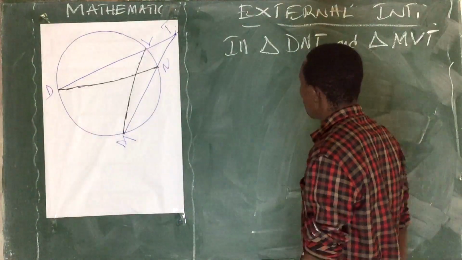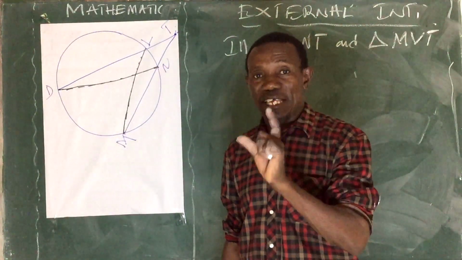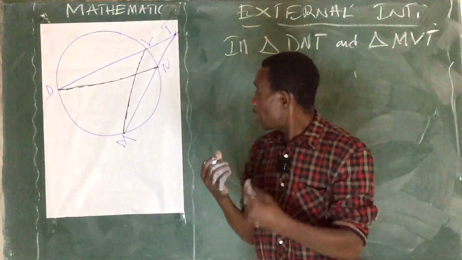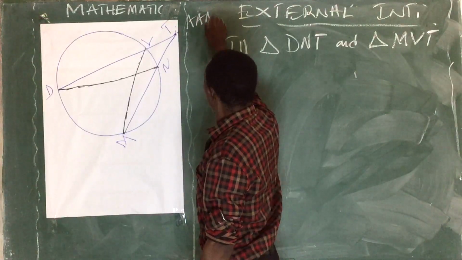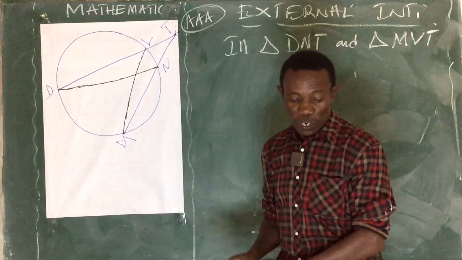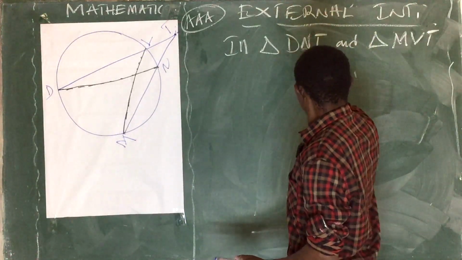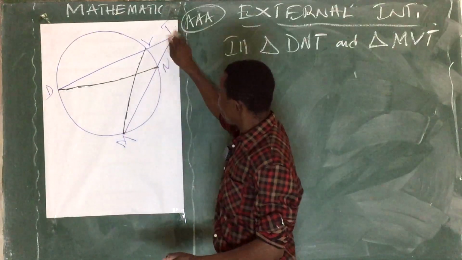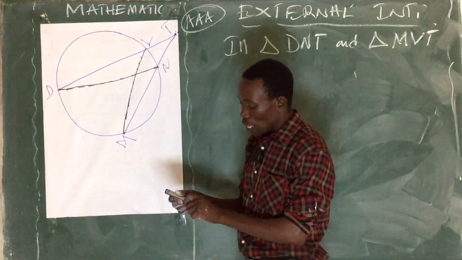That tells us if three pairs of corresponding angles are equal, then the triangles are similar. That's the equiangular test. So here we are. Let's first of all get into the first triangle here. You'll find that in triangle DNT, and in triangle MVT, we have got this angle.